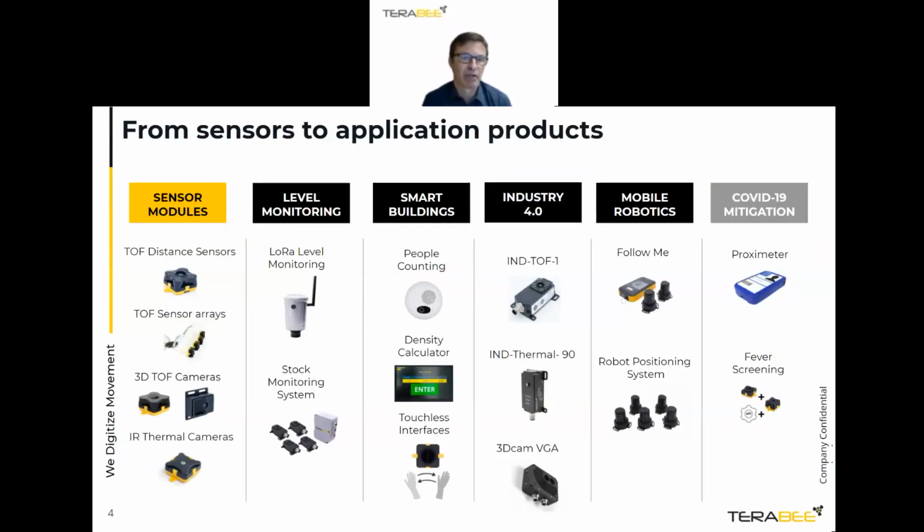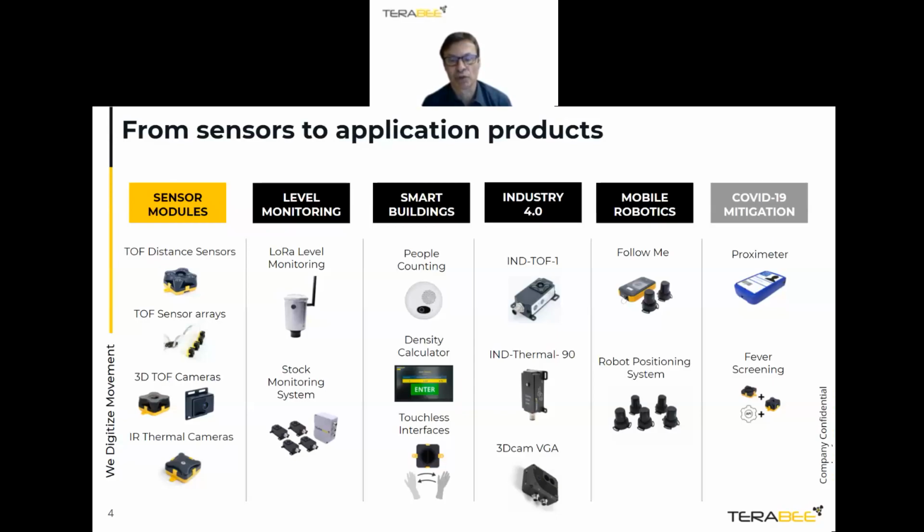So our focus today is mainly going to be on the sensor modules on the left there, and how we use those for obstacle detection and collision avoidance. But we've also deployed those sensors in a number of different types of applications. For example, in stock level monitoring applications, for containers and silos to measure the level of content. We also have smart building applications, which are mainly around people counting, but also have touchless interface sensors for activating digital kiosks or digital displays.